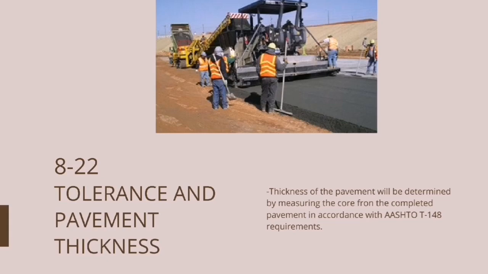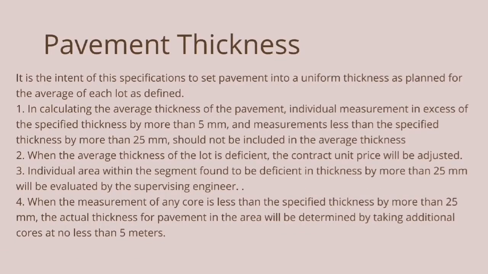The last process is the tolerance and pavement thickness. Thickness of the pavement will be determined by measuring the core from the completed pavement in accordance with AASHTO T148 requirements. Pavement thickness. It is the intent of these specifications to set pavement into a uniform thickness as planned for the average of each lot as designed.